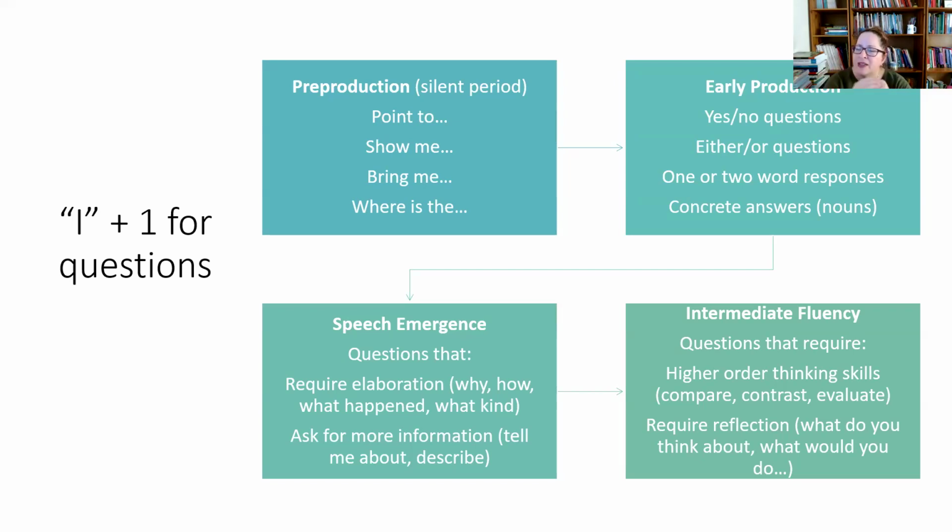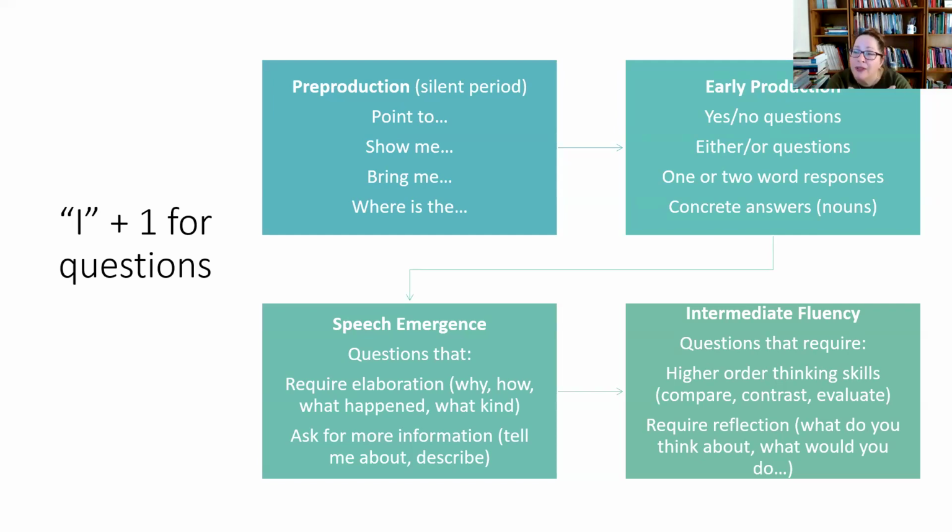What that means is we have to have a sense of where they are, and we have to peg our questions just at their level and a little bit above, but not too far, or we're giving them no chance at all to be successful. So the 4 phases of language development we're going to look at start with pre-production, or the silent period. When students are in this phase, we can ask questions like the ones you see: Point to the cow, show me the pig, bring me a pencil, where is the boy?